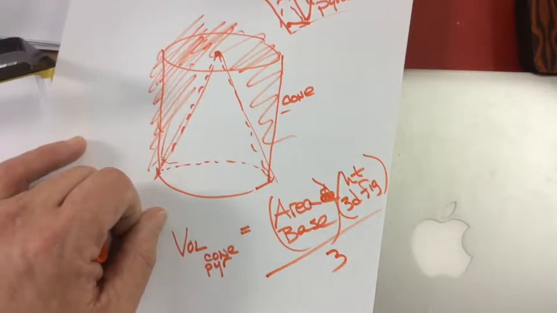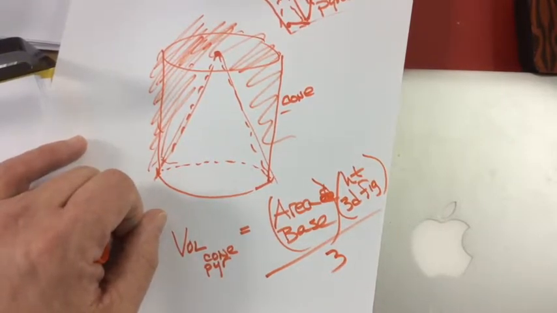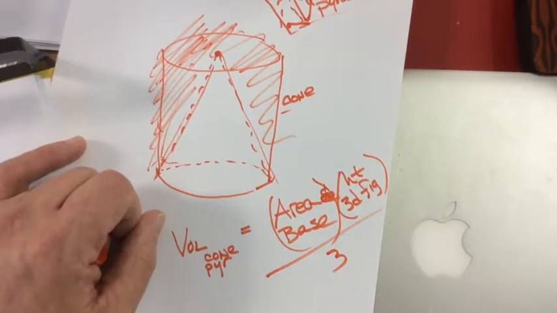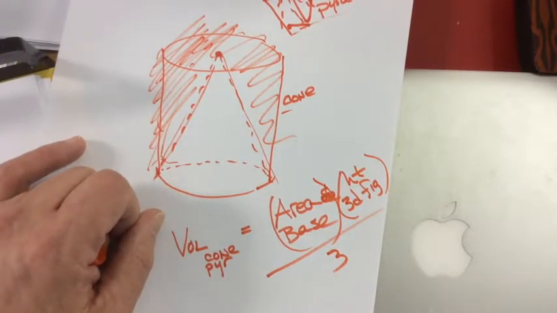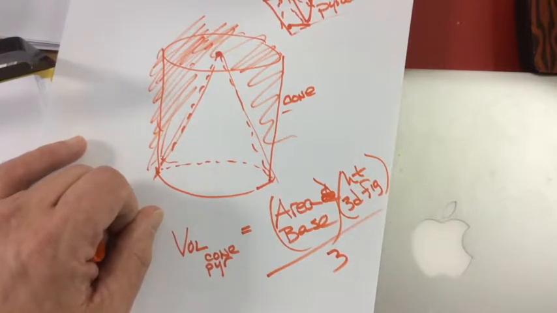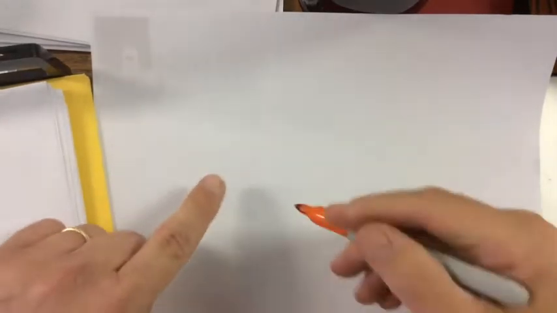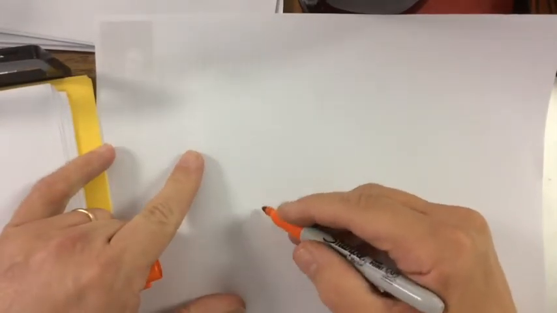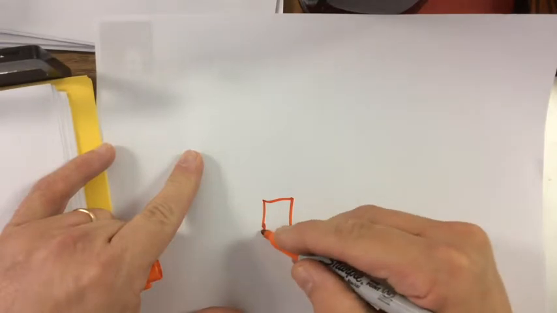How do you know it's 2/3? We did this in class. We built pyramids, and then you went around and took 3 pyramids and put them together and made a prism out of it.